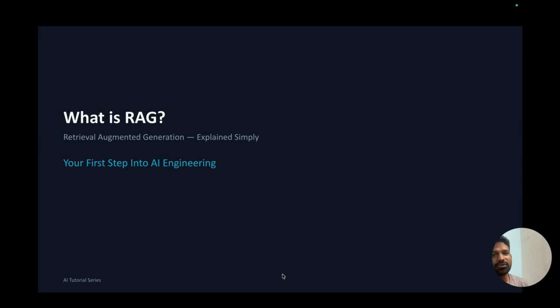Today we will discuss RAG. RAG stands for Retrieval-Augmented Generation. Now, before we go in deep and understand the definition of RAG, let's first understand what problem we had and how RAG is solving that problem.